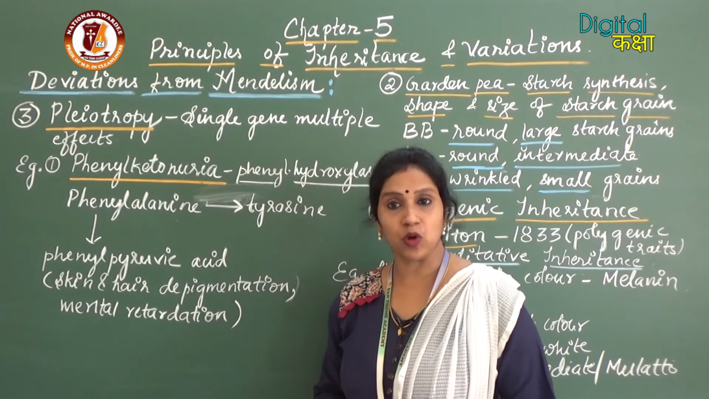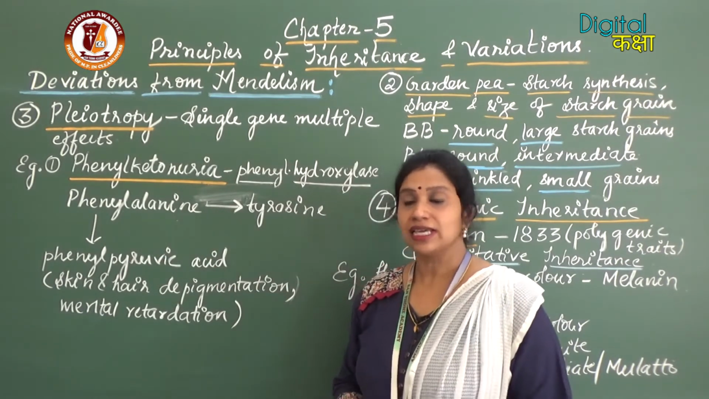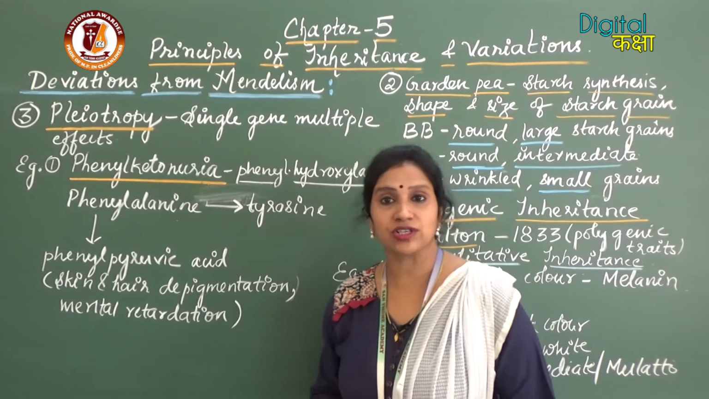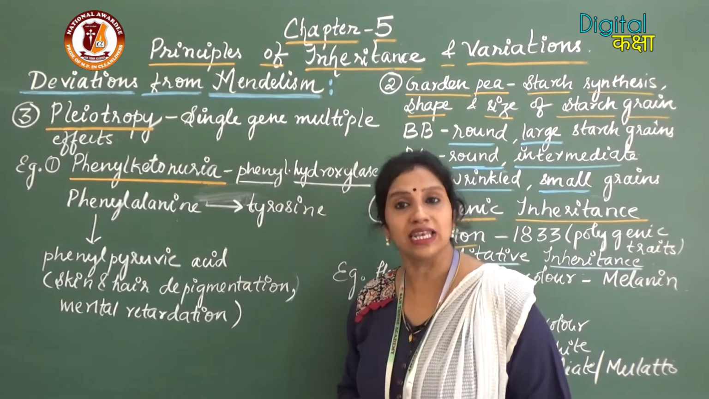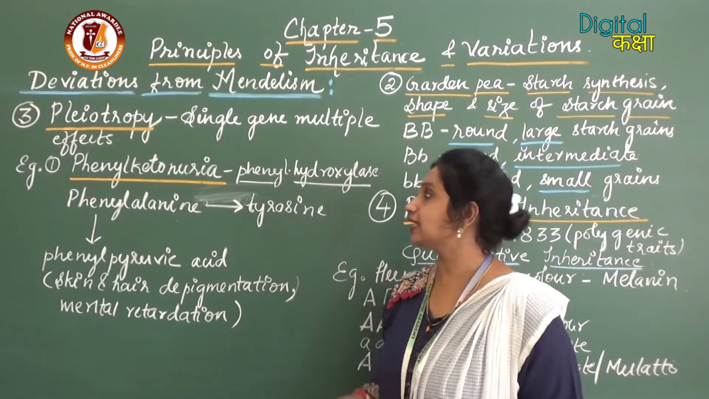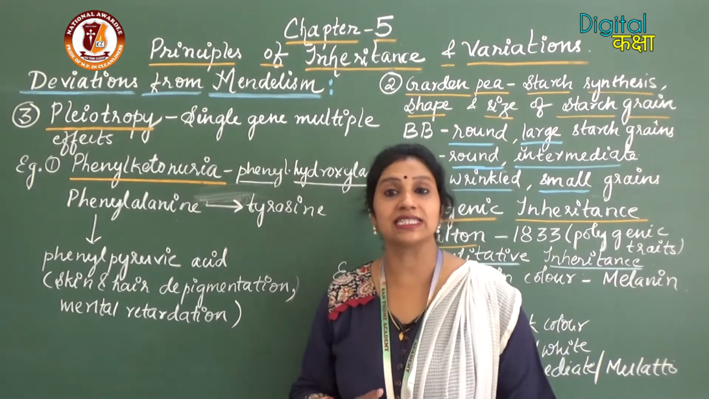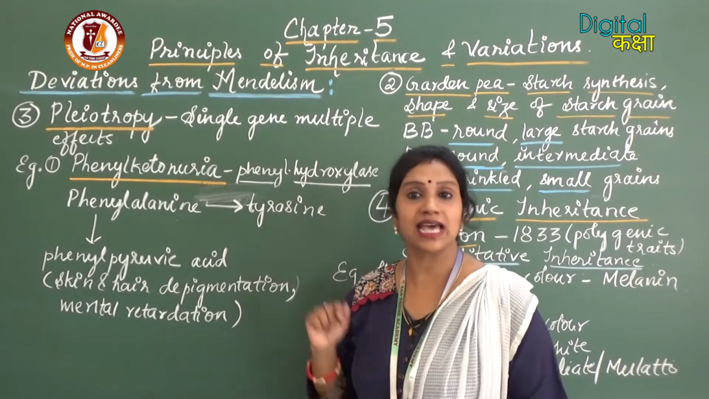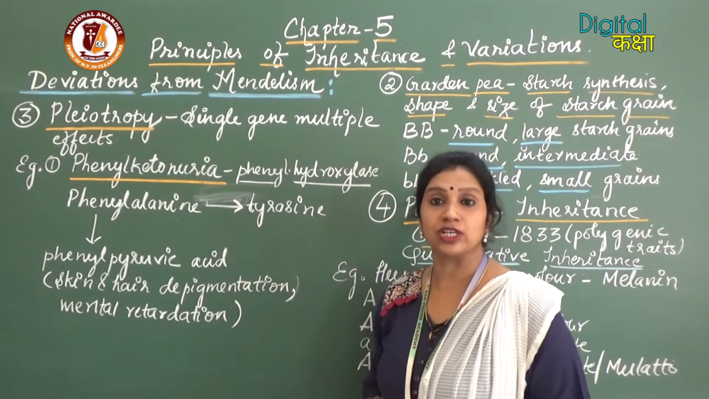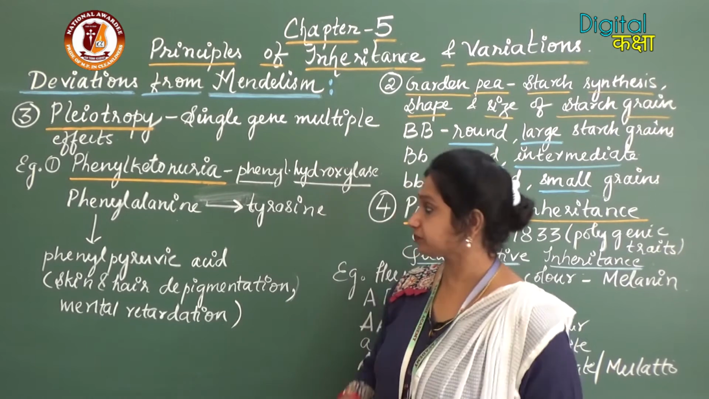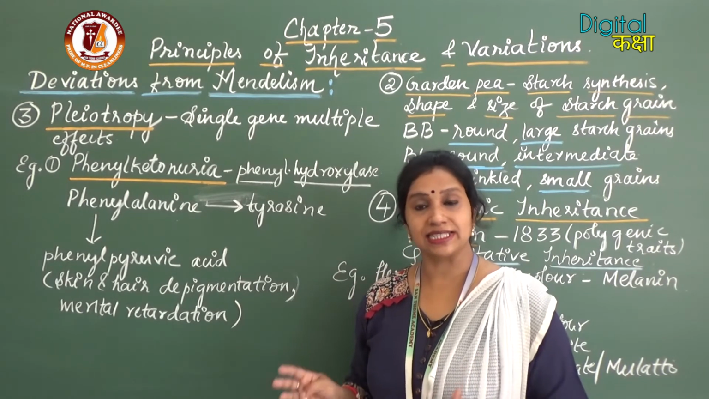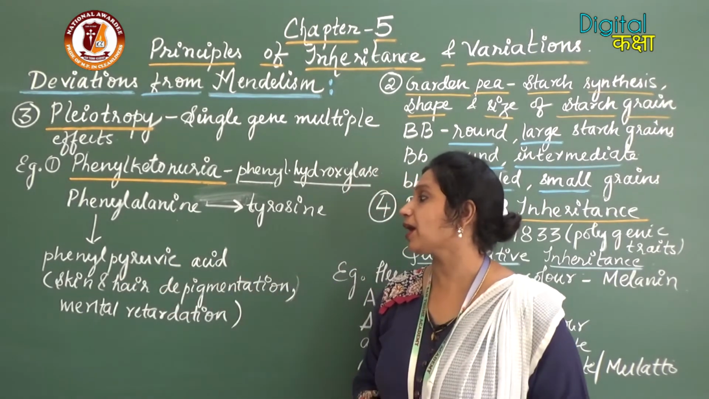In a normal human body, the amino acid phenylalanine is converted into tyrosine in the presence of the enzyme phenylalanine hydroxylase. This conversion occurs in the liver. But when the gene responsible for producing this enzyme is defective, the enzyme will not be produced, and this conversion will not take place. So what will happen? The phenylalanine accumulates and gets converted into phenylpyruvic acid.